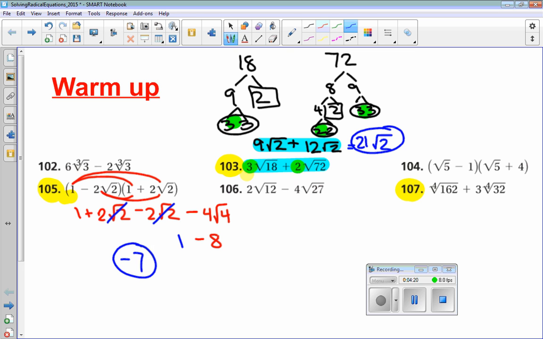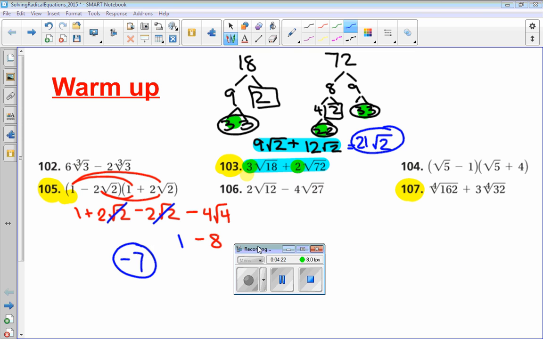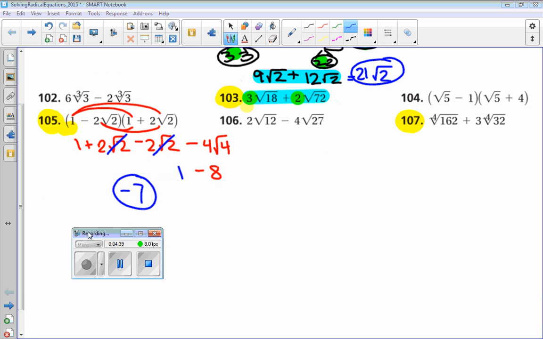Okay, this last one, doesn't that kind of look like the one we already did? They have the same index. The index is 4 this time. So when I reduce these radicals, I'm looking for groups of 4. So I have the square root of 162. So let's just kind of do that off to the side. Give me some numbers that go into 162. What, 2 and what? 2 and 81?